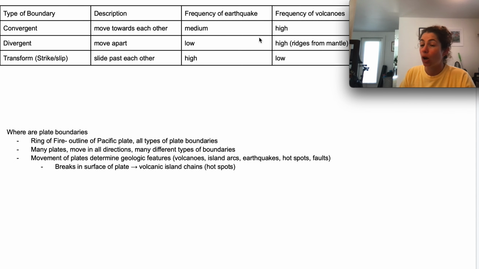So here I have a quick little diagram. If you want more time with this, I believe it is in your notes in OneNote. Look at my section 4.1 notes and you'll see them there. You see a lot of plate boundaries. It's called the Ring of Fire, which is the outline of the Pacific Plate, and it has all the different types of plate boundaries there. So you end up with all those different geologic events happening there.